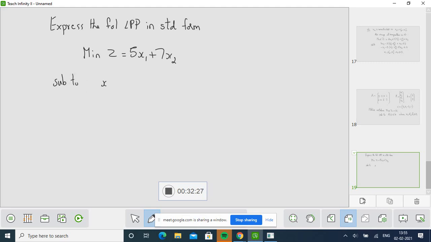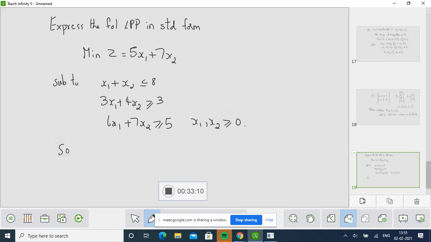x1 plus x2 is less than or equal to 8, 3x1 plus 4x2 is greater than or equal to 3, 6x1 plus 7x2 is greater than or equal to 5, x1, x2 greater than or equal to 0.